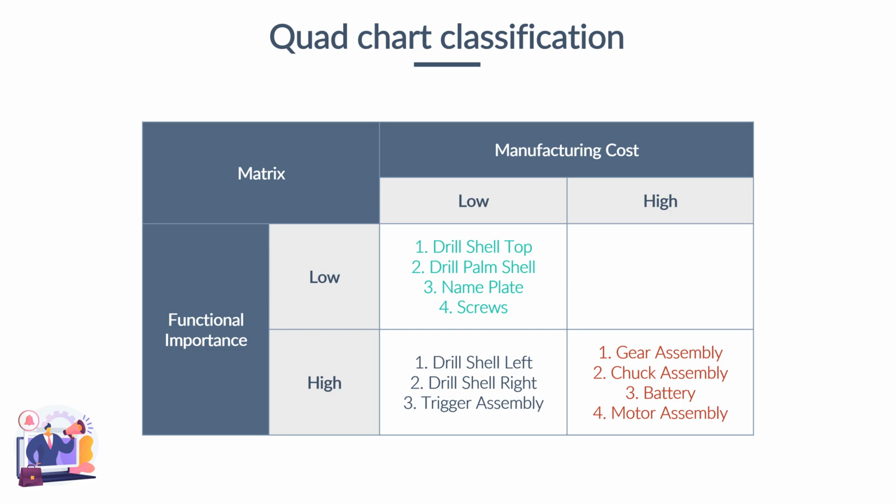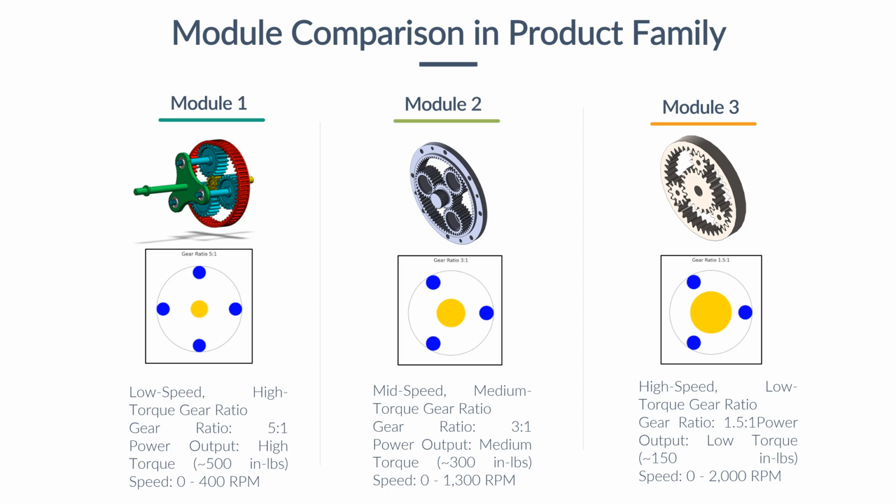For design for manufacture and assembly, we will primarily focus on the gear assembly, the chuck assembly, and the battery. Design alterations were explored for the modules we identified. Firstly, we looked at gear assemblies to vary speed and torque for different applications.